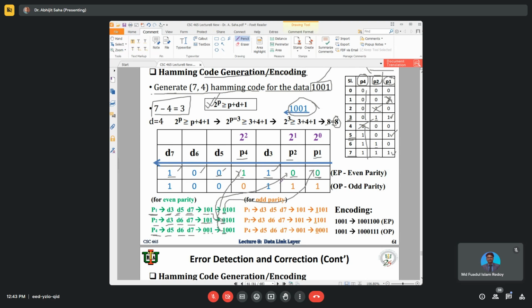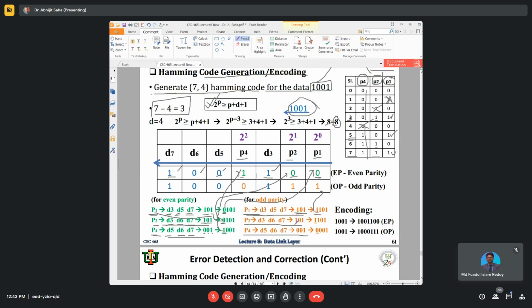So check what happens if it is odd parity. Up to this point it is going to be the same. You can check with even parity and odd parity, it's the same formula. You just count whether these three bits have an even or odd number of 1s. You can see it's an even number, so if you are using odd parity, then you have to use 1. That's why your P1 is going to be 1.